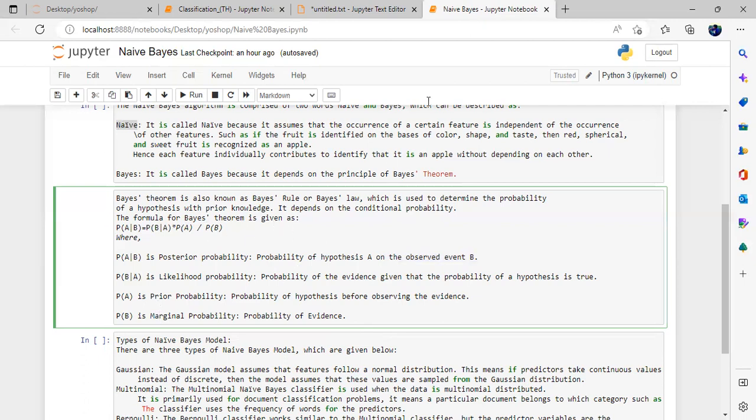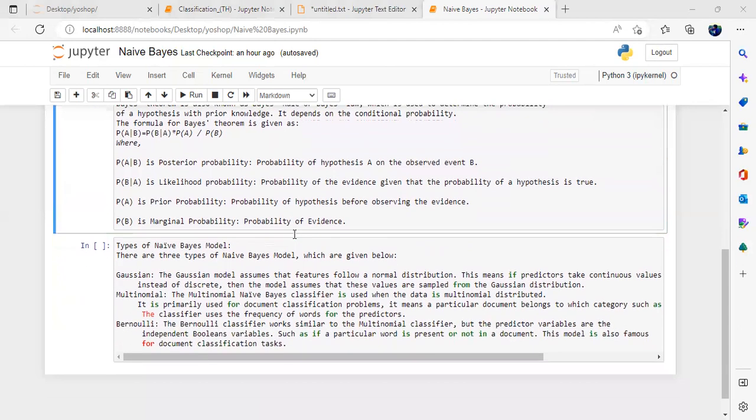You have already learned it many times, during your college or school, I think, and during your data science course as well. There are types of naive Bayes algorithms as well. But before that, I would like to take an example for the naive Bayes theorem.